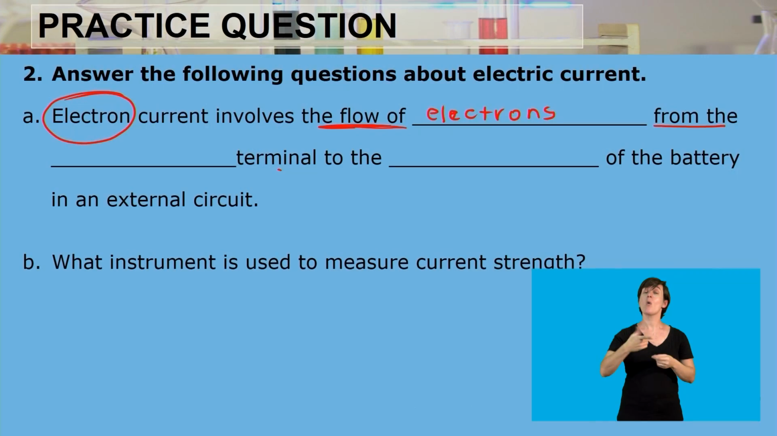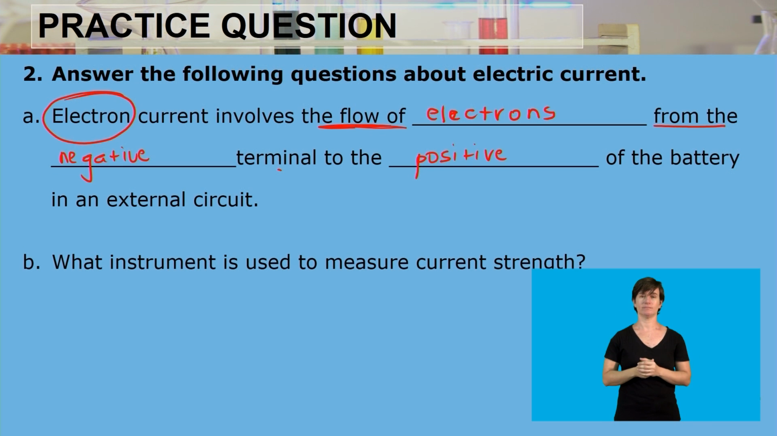So they are moving from the negative terminal to the positive terminal of a battery in an external circuit. So the electron current involves the flow of electrons from the negative terminal to the positive terminal of the battery in an external circuit. Now, the next question is asking what instrument is used to measure current strength.